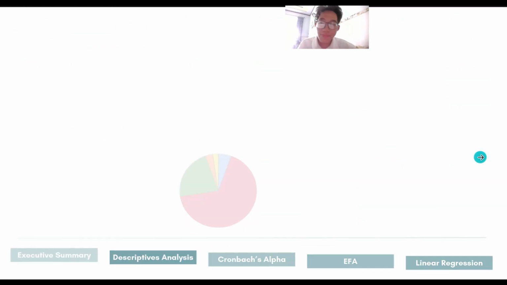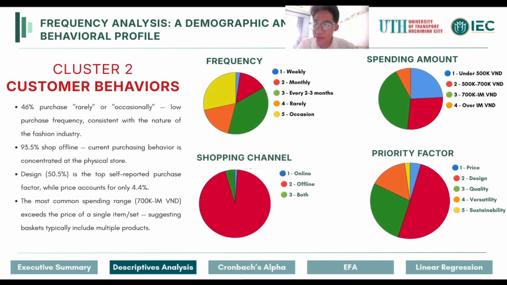And cluster two is about customer behavior: their frequency of shopping, their spending amount when they shop, their priorities, and the shopping channel they buy from. So you can see that 46% will purchase rarely or occasionally. It's quite natural in the fashion industry.